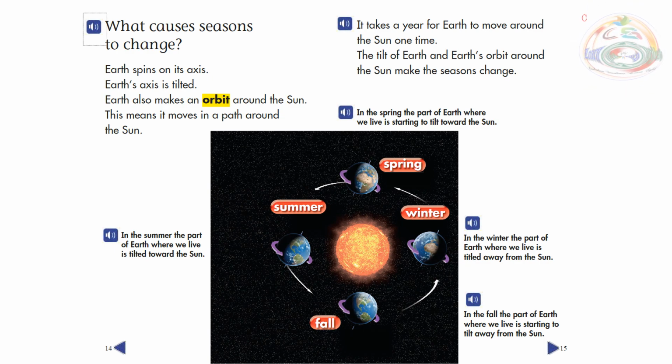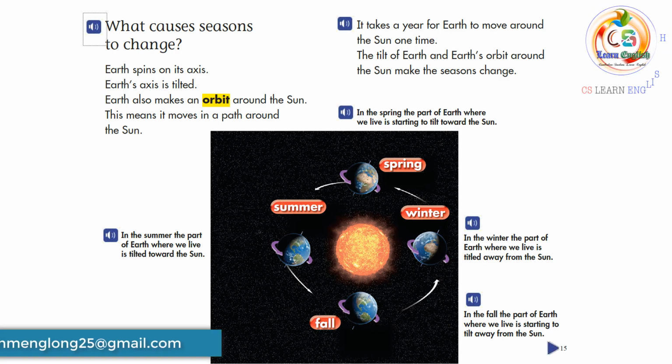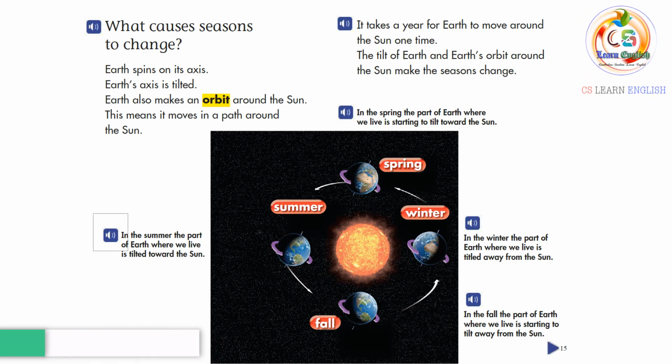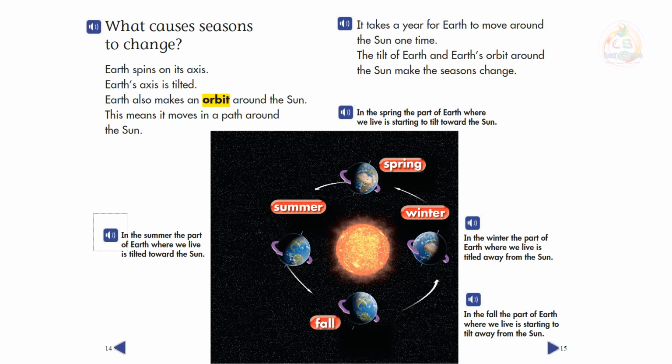What causes seasons to change? Earth spins on its axis. Earth's axis is tilted. Earth also makes an orbit around the sun. This means it moves in a path around the sun. In the summer, the part of Earth where we live is tilted toward the sun. It takes a year for Earth to move around the sun one time. The tilt of Earth and Earth's orbit around the sun make the seasons change.